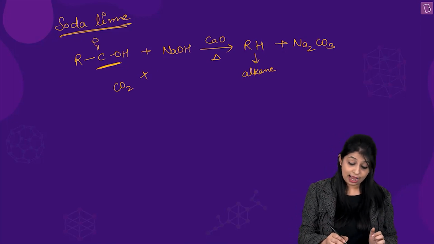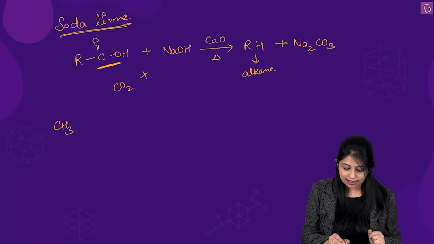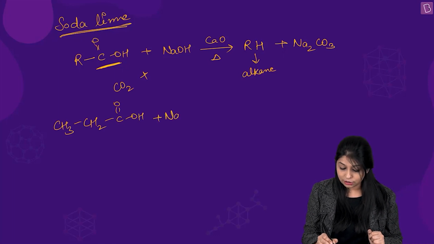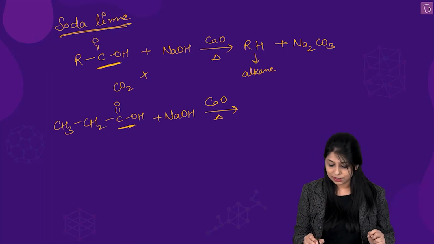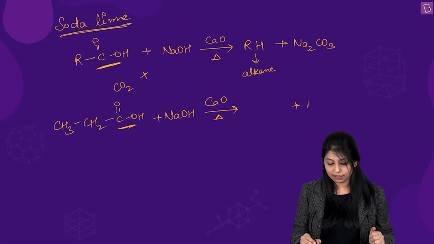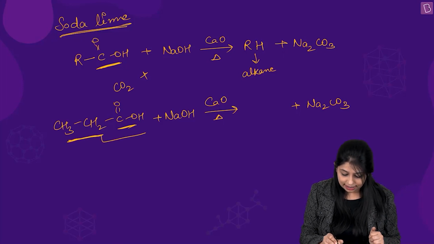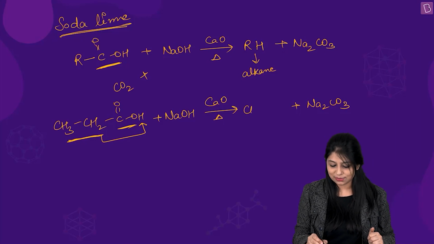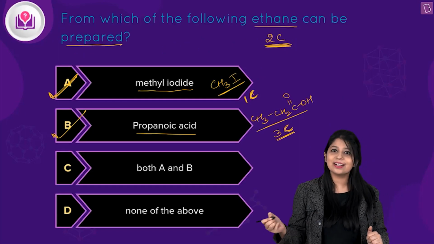So what would happen if we have propionic acid as our reactant? That would be CH3CH2COOH plus NaOH in the presence of CaO, and we'll heat it. So CO2 will be evolved, which will react with NaOH to give Na2CO3. And what else is left? We'll have CH3CH2 and this H to give us ethane. That is what we wanted. So that makes option B also our correct option.